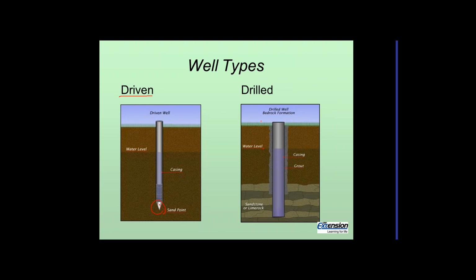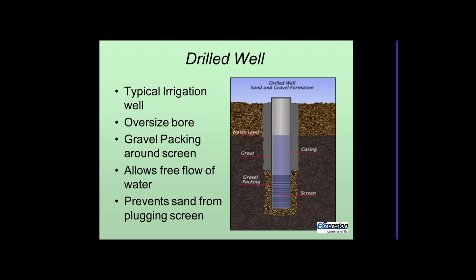The other type, the most common type, is a drilled well, and we're going to talk a little bit more about that. We have a casing that's put in the ground, it's grouted in place, and the water source comes from lower in that ground level, typically.